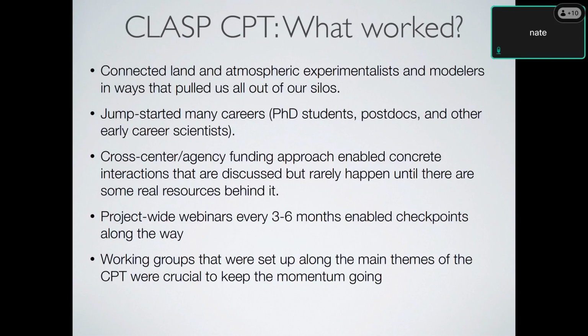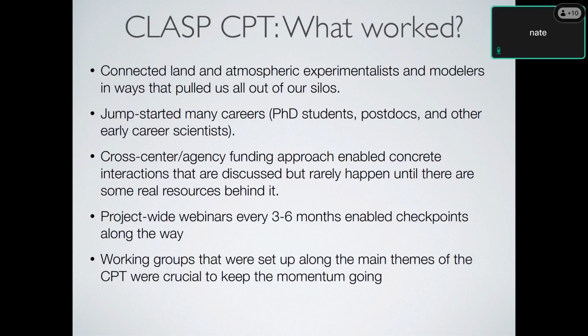Project-wide webinars every 3 to 6 months enabled checkpoints that really helped us to keep it moving along, especially, as I'll talk about in a second, with the amount of drag that was produced by COVID hitting at the beginning of this. And then the working groups that we set up along the way around the main themes of the CPT were crucial to keep the momentum going. So we had these 3 working groups that changed over time, and some of them met on a bi-weekly basis, and that really helped keep things moving.